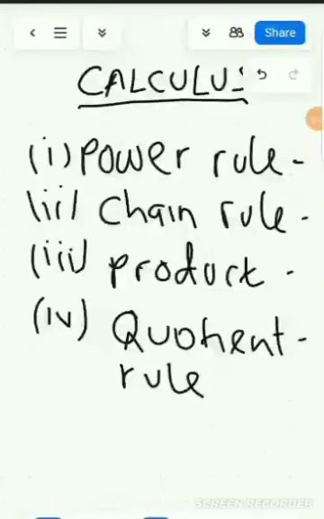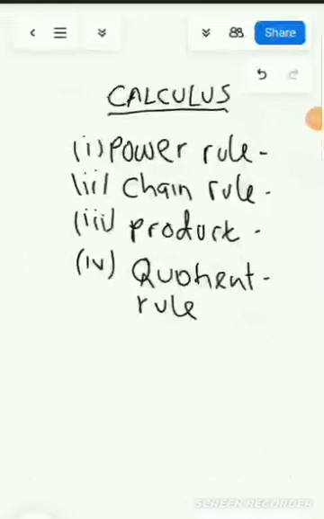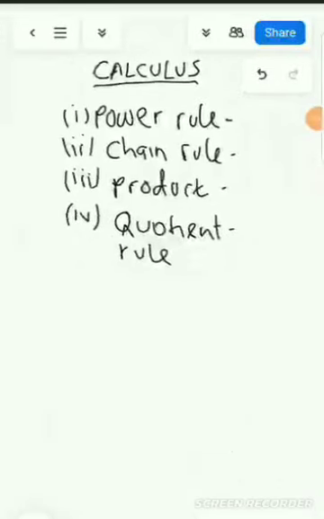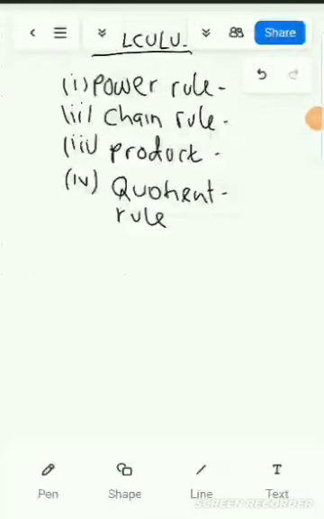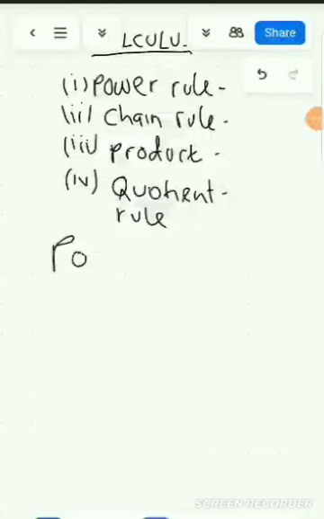Conclude with the quotient rule. So how do we go about solving the power rule? Okay, so with the power rule, it is very simple.